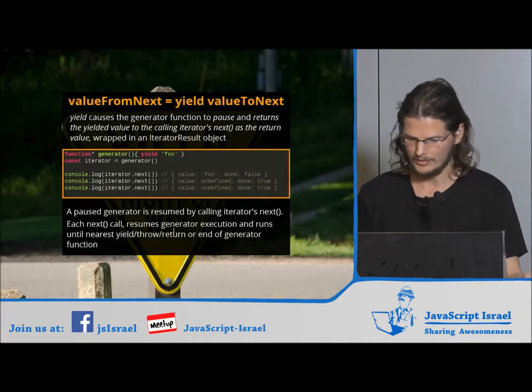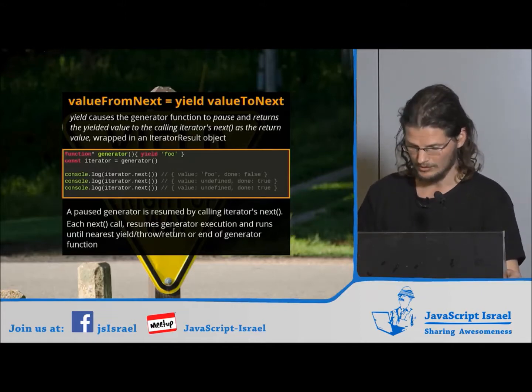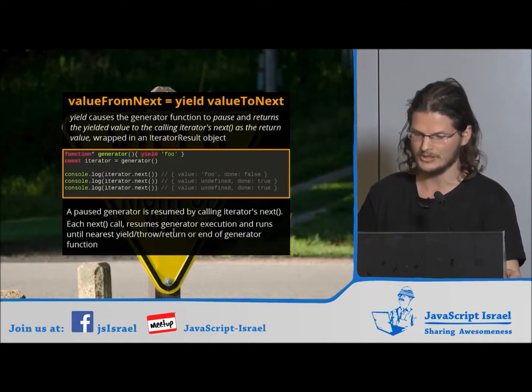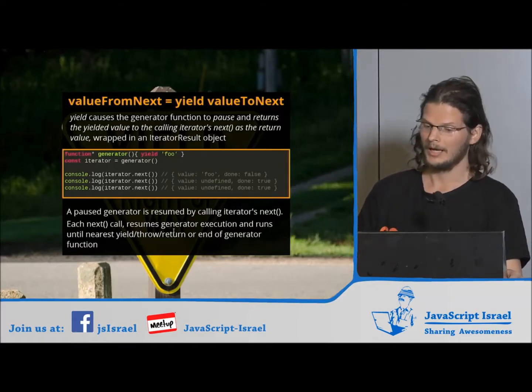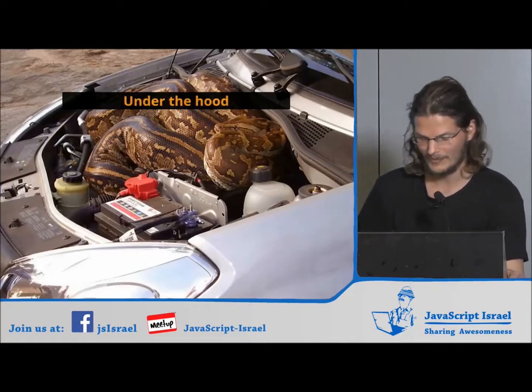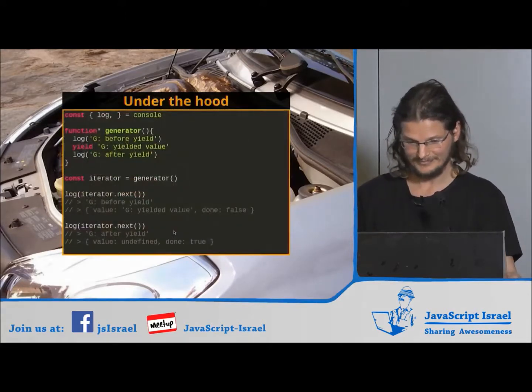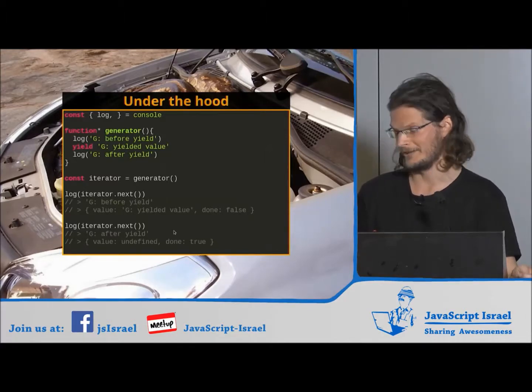A paused generator is resumed by calling the iterator's next. Each next call then resumes the generator execution and runs until the nearest yield, throw, return, or end of generator function. So this is how it looks under the hood. Yeah, Python has good generators too, by the way.